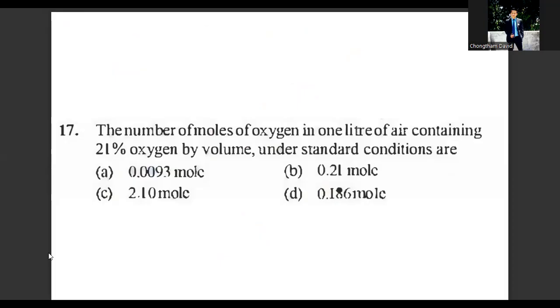So this 21% of 1 liter is 0.21 liter, and 22.4 liter equals 1 mole at STP. So we can say that 0.21 liter will contain this much amount of volume. So calculated, 0.21 liter contains how many moles? 0.93 moles. So option A is the answer for question number 17.